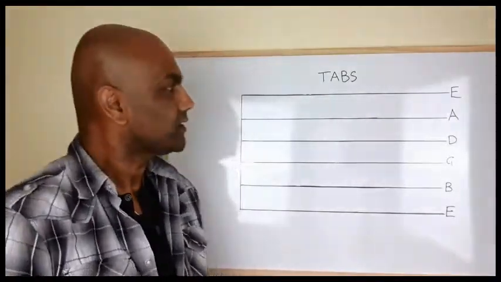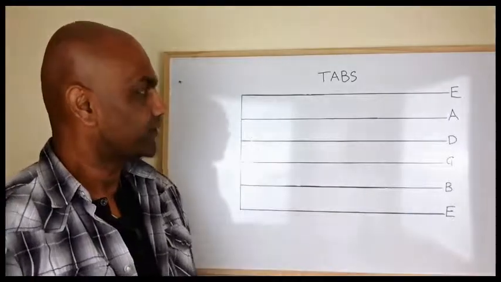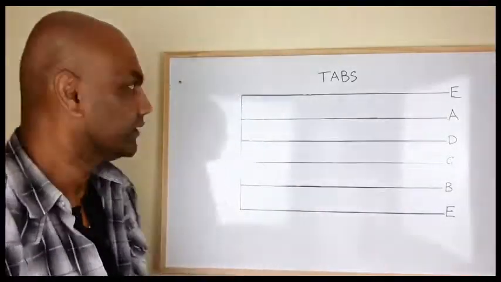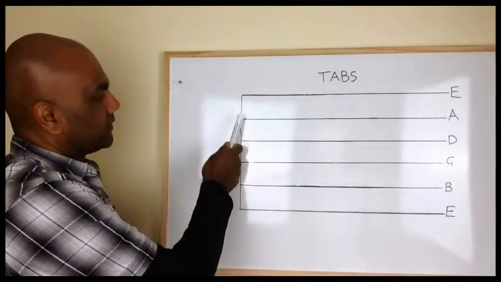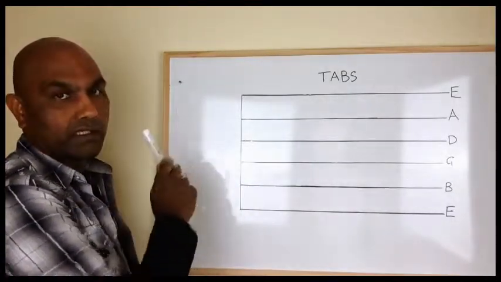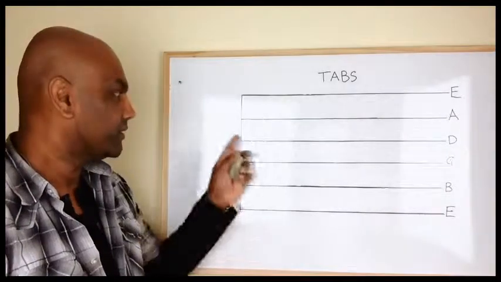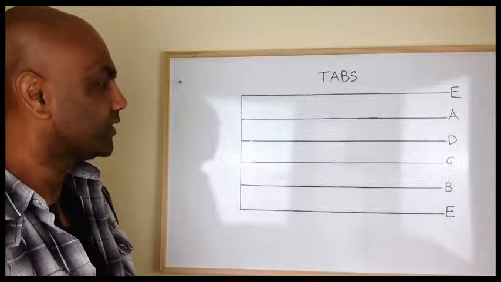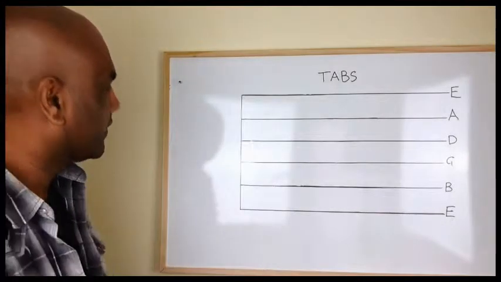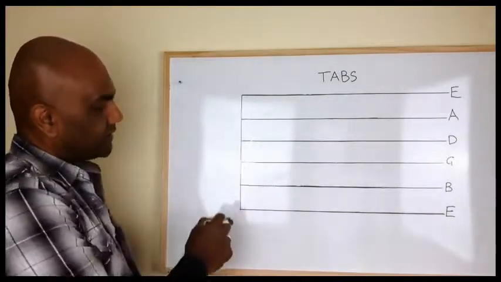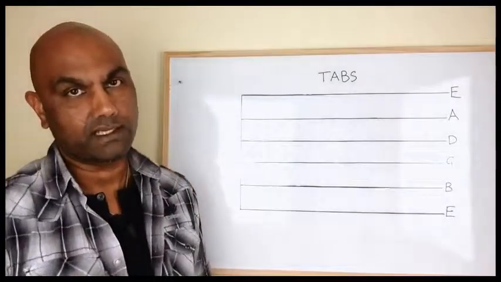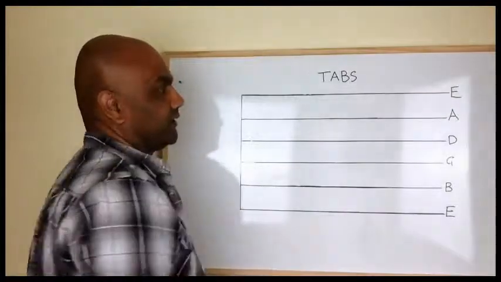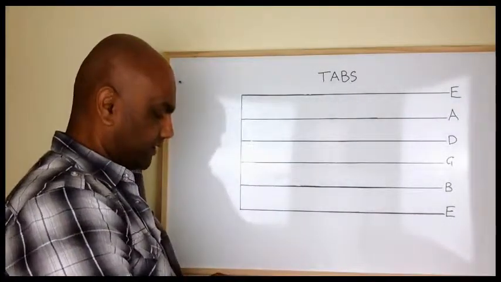Okay, so how do tabs relate to the 6 strings on the guitar? Well, the first thing you'll notice is there's 1, 2, 3, 4, 5, 6 lines on tabbed music, and that's no accident. That is on purpose. So you'll find that each one of these lines represents one of the strings on the guitar. Now the only difference is, as you'll notice, you've got E here at the top.